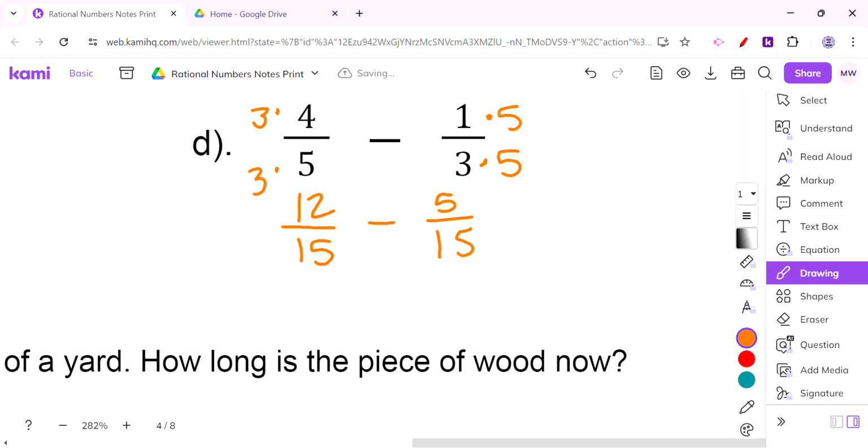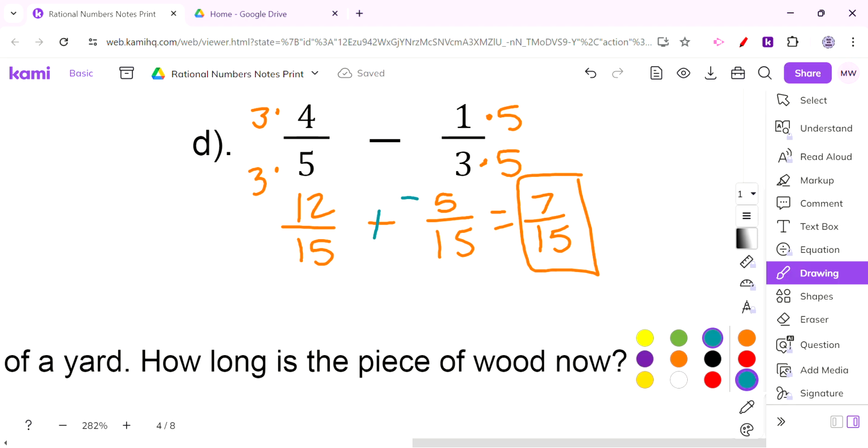Now, you can do keep, change, change, or keep, switch, switch if you want, but they are both positive, so you can just subtract as you normally would, right? 12 minus 5 will get us 7 over 15. Again, if you want to do keep, change, change, 12 plus negative 5 is still positive 7. So it's up to you whether you want to do keep, change, change or not. I am opting not to because 12 minus 5 is just 7.